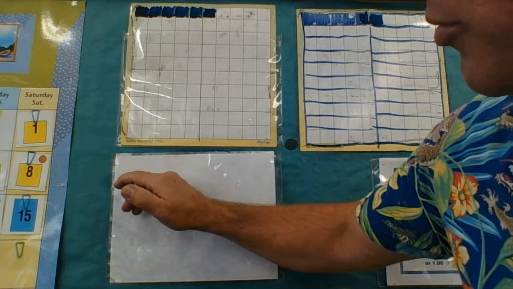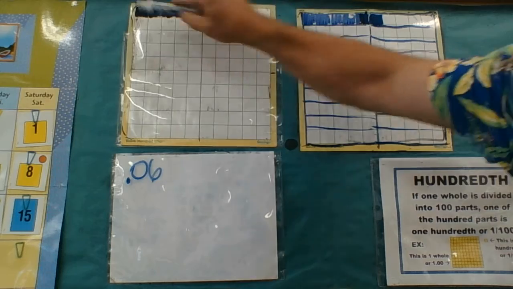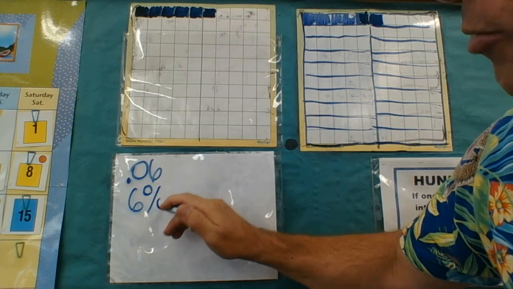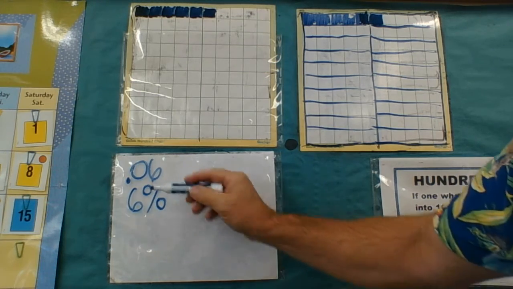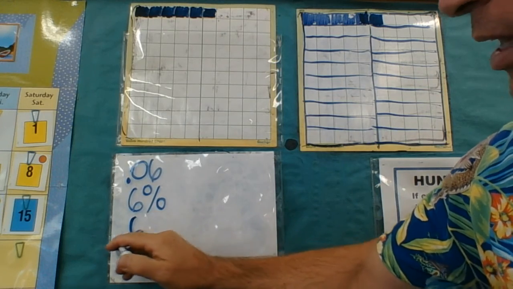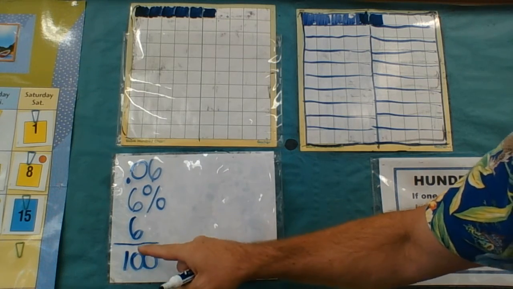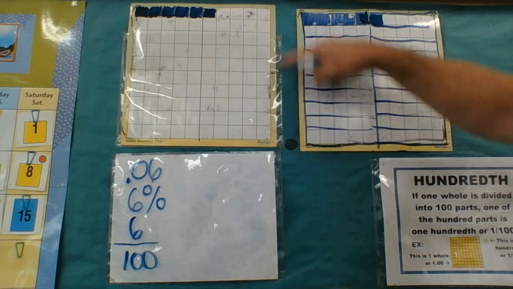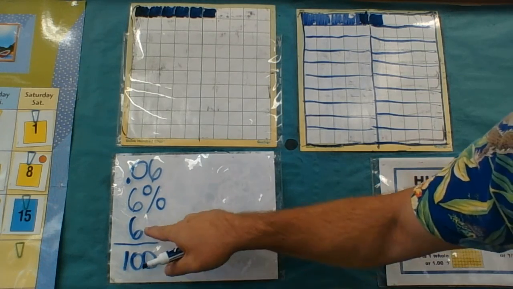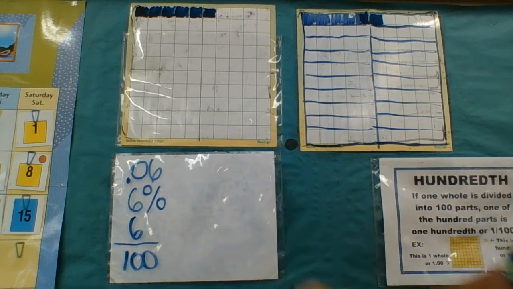So I'm just going to write what we put on our ticker, 6 hundredths, 6 hundredths. I'm also going to write 6% because per means out of and cent means 100. So 6% means 6 out of 100, same thing as this. And then I have 6 hundredths. And another way of looking at a fraction understanding is I have a whole that's been cut up into 100 pieces, and I have 6 of them. 6 out of 100, or 6 hundredths.